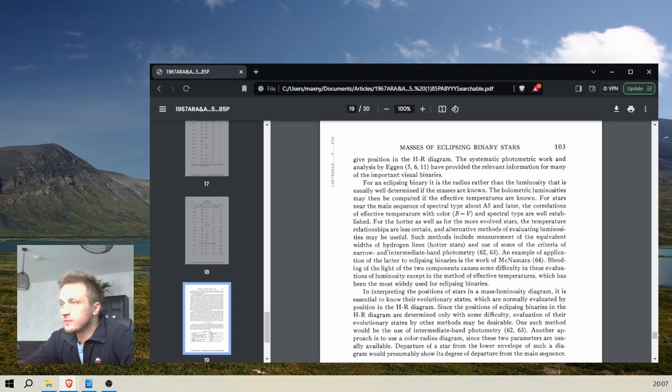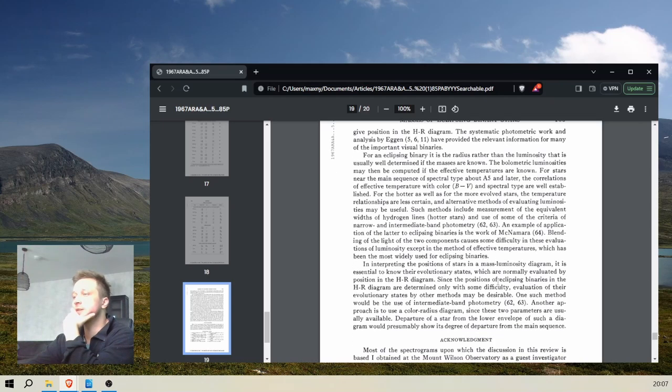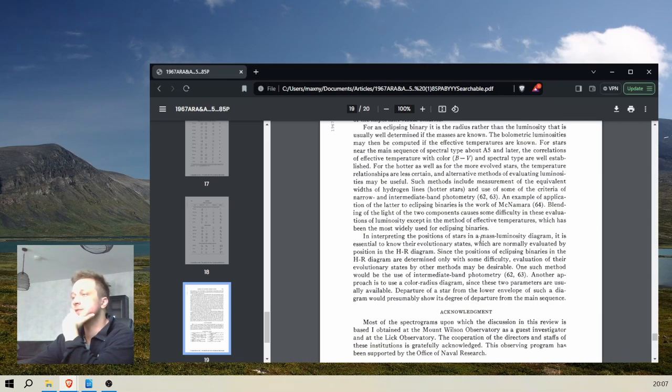Such methods include blending of the light, the evaluation of which has been most widely used for eclipsing binaries. In interpreting the positions of stars in mass-luminosity diagrams, it is essential to know their evolutionary states, which are normally evaluated by the position in the HR diagram. Since the positions of eclipsing binaries in the HR diagram are determined only with some difficulty, evaluation of their evolutionary states by other methods may be desirable.